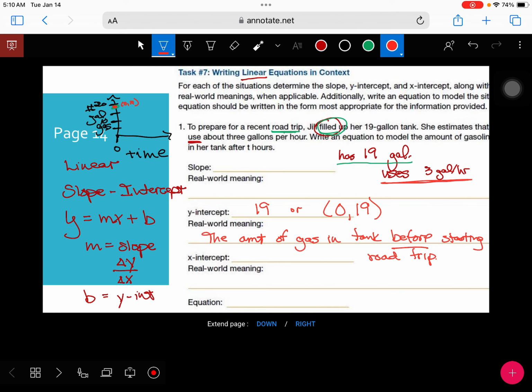So her slope is -3 over 1. -3 gallons of gasoline for every 1 hour. So her slope is -3. What does this mean? She is using, or AKA, also known as losing, 3 gallons of gasoline every hour.